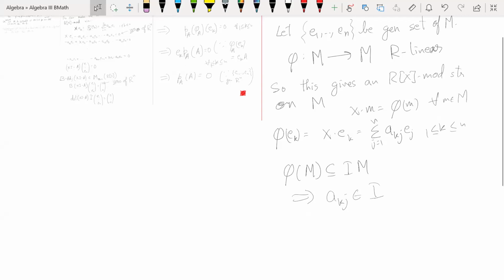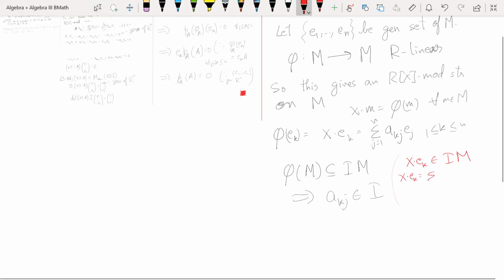So x dot e_k is some element in IM, which means that x dot e_k is equal to the summation of b_j m_j, where the b_j are in I. This is what the definition of IM is: some elements in I, a linear combination of some elements m_j, and you just multiply them and add them. So by definition, this is what an element of IM looks like.